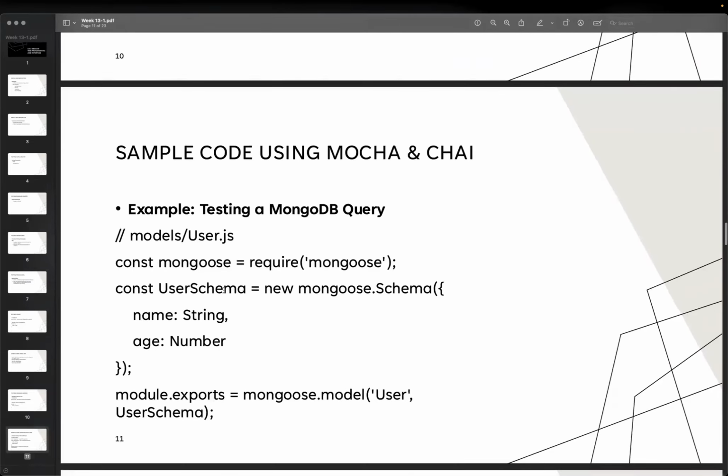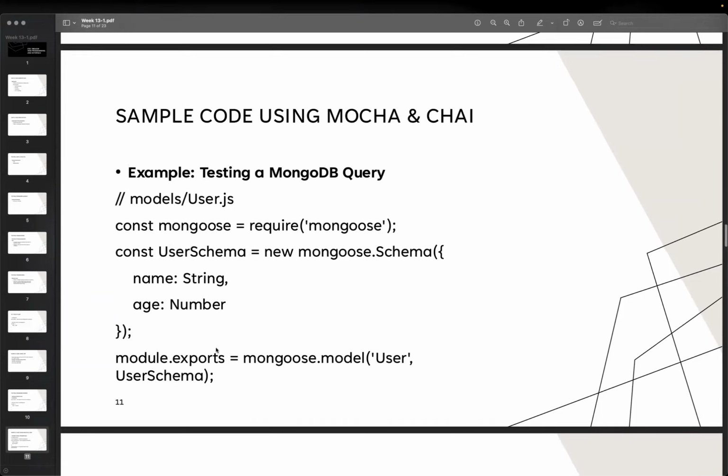Here's an example. If we want to test the database, our MongoDB query, we connect to it, and then we have the user schema. If you remember the NoSQL structure, we have a name and age. When we export it, we need to change the module to export the user using the user schema. The reason we need to export this schema is that we will use it for testing.